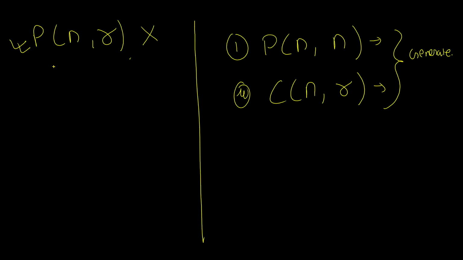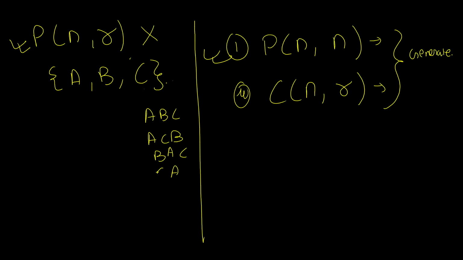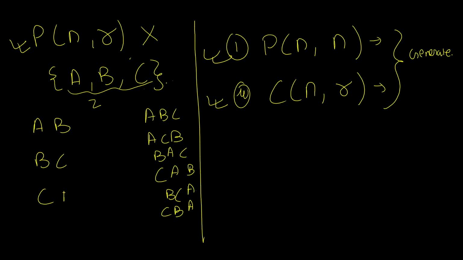So for an example, if I had a set like A, B, C, so this algorithm allows me to generate all permutations of 3. So that starts with A, B, C. And on the other hand, this algorithm of C n, r required me to choose a certain r and then it would generate all the combinations. So if I selected 2, it would give me these 3 combinations, AB, BC, and CA. It would not give me AC because it is the same combination as CA.